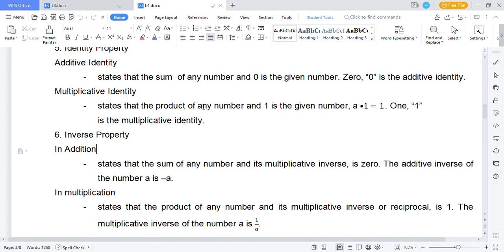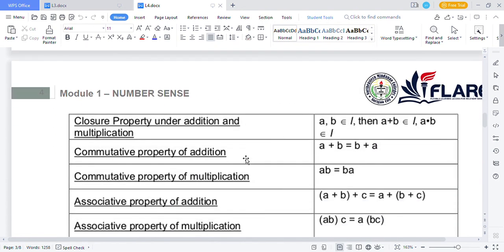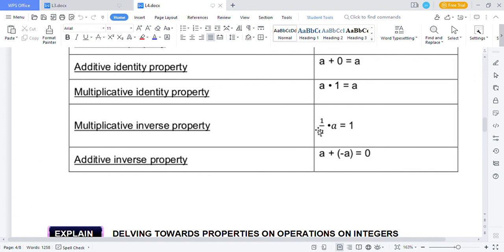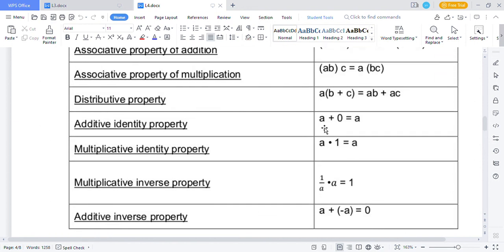So, mao na sa inverse property. So, we also have here this one. Sa additive, we will have negative a. For multiplicative inverse, that's 1 over a. Kung napansin niyo, if a is 5, then the inverse is 1 over 5. Okay? And that's it for our discussion here.